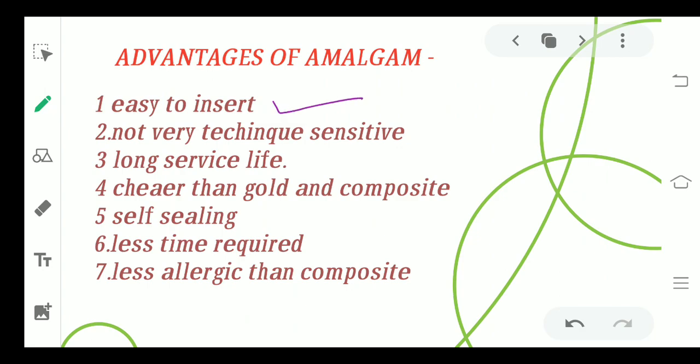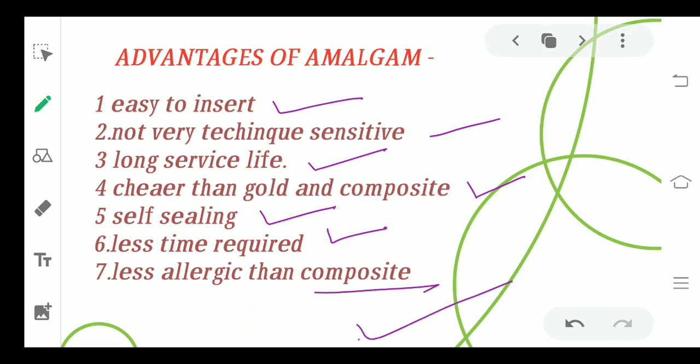It is easy to insert. You do not need to know any particular technique, so you can say that it is not very technique sensitive. It has got a long service life. If a patient is getting restored by amalgam, the durability, or say the service life, will be comparatively longer. It is cheaper than gold and composite. Not everyone can afford gold restoration or a composite restoration. It is a self-sealing product, and less time is required for this restoration. Also, if someone is allergic to composite, he can go for an amalgam restoration.